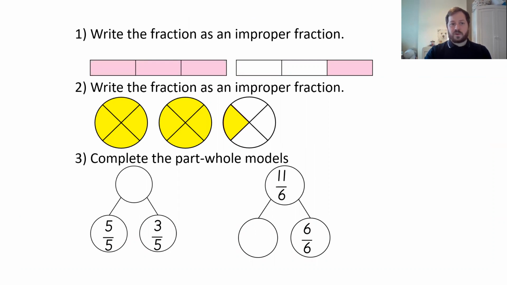Okay, so first off, write the fraction as an improper fraction. We're looking at how many are shaded and how many in total are there. So each whole is split into 3 parts. We've got 4 of them. So it's going to be 4/3.